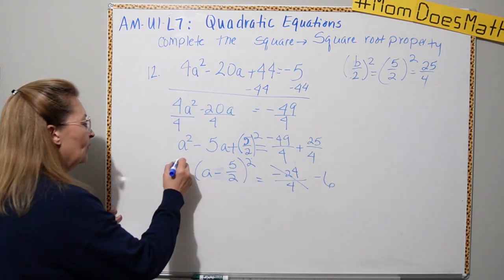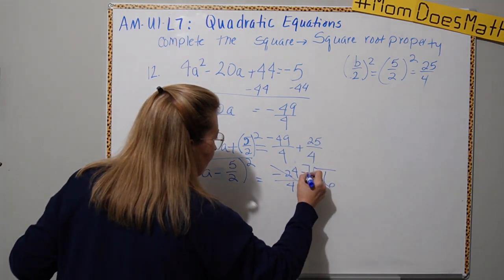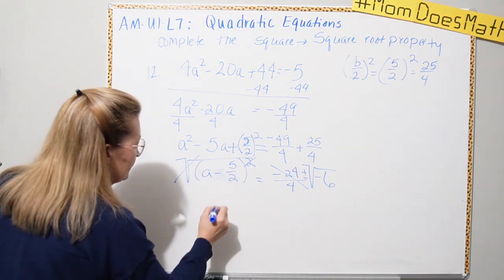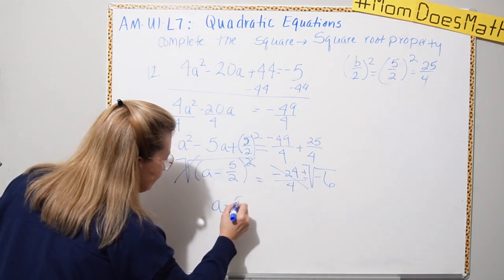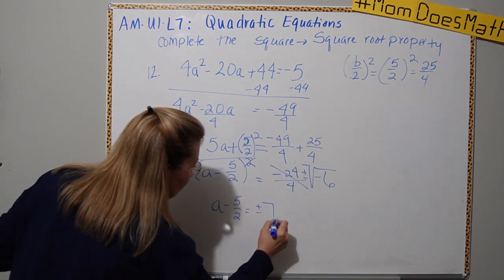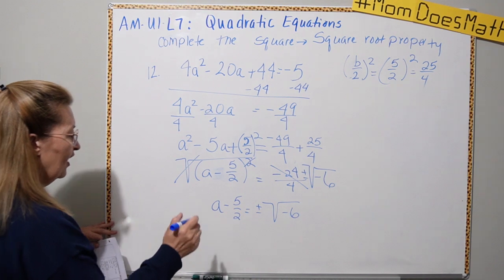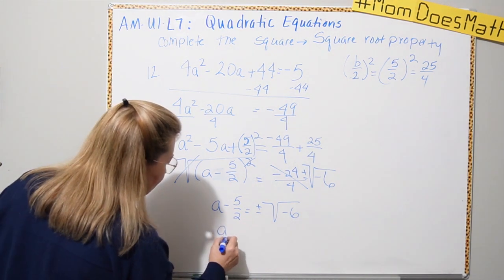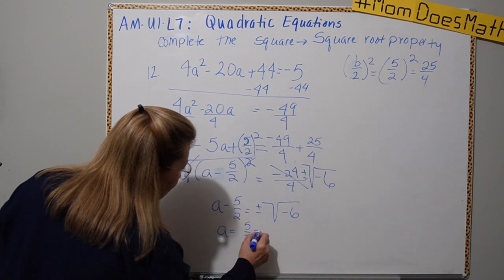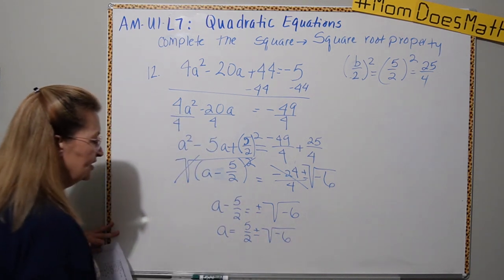Okay, now we're going to take the square root of each side, plus or minus. So the square root of this is a minus 5 halves equals plus or minus the square root of negative 6. We're going to add 5 halves to each side. So now I have a is equal to 5 halves plus or minus the square root of negative 6.